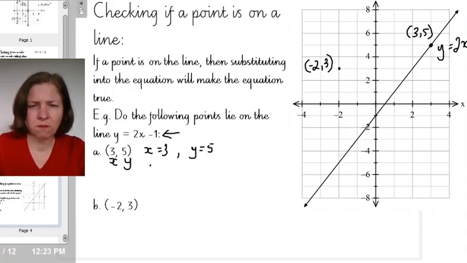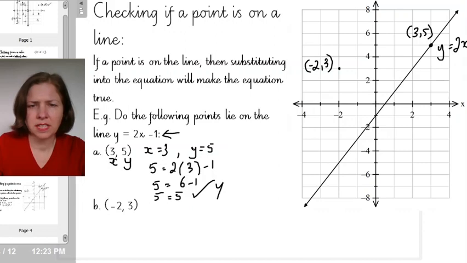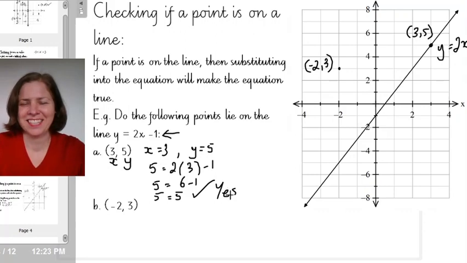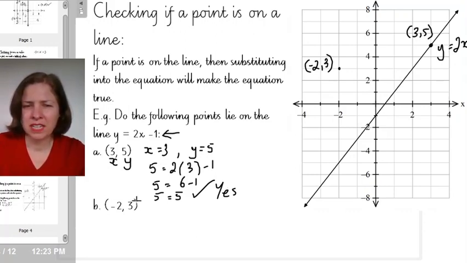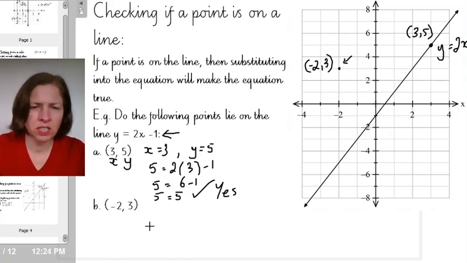So let's have a look at it. 5 equals 2 times 3 minus 1, which gives me 5 equals 6 minus 1. 5 equals 5. Yes, this point is on the line. Now, we're not expecting it to work for the next one because we can see that the point is not on the line. But this is how we know using the equation instead of using the graph.